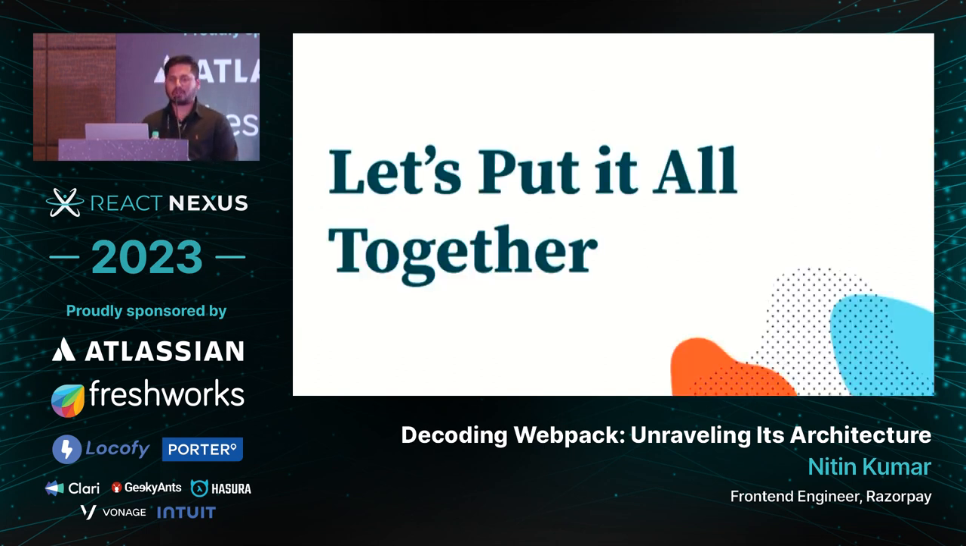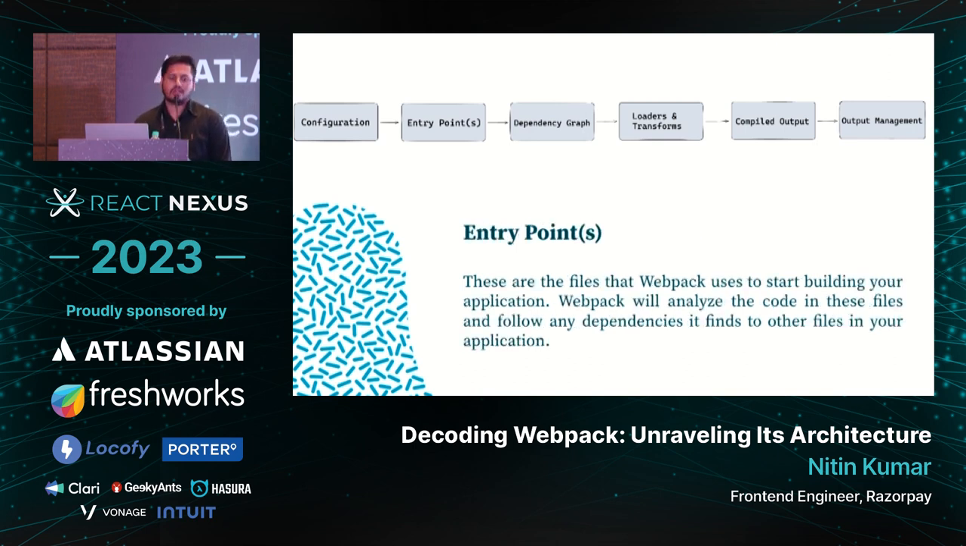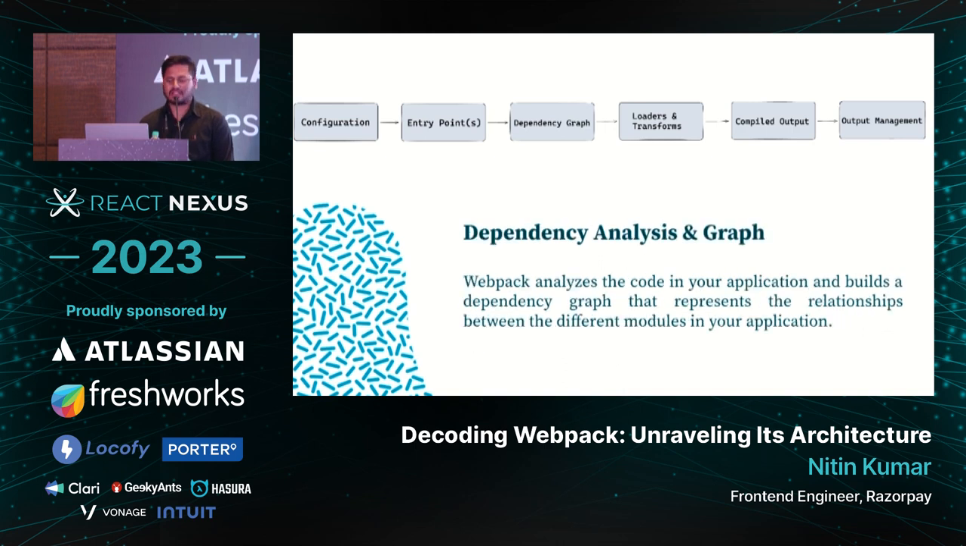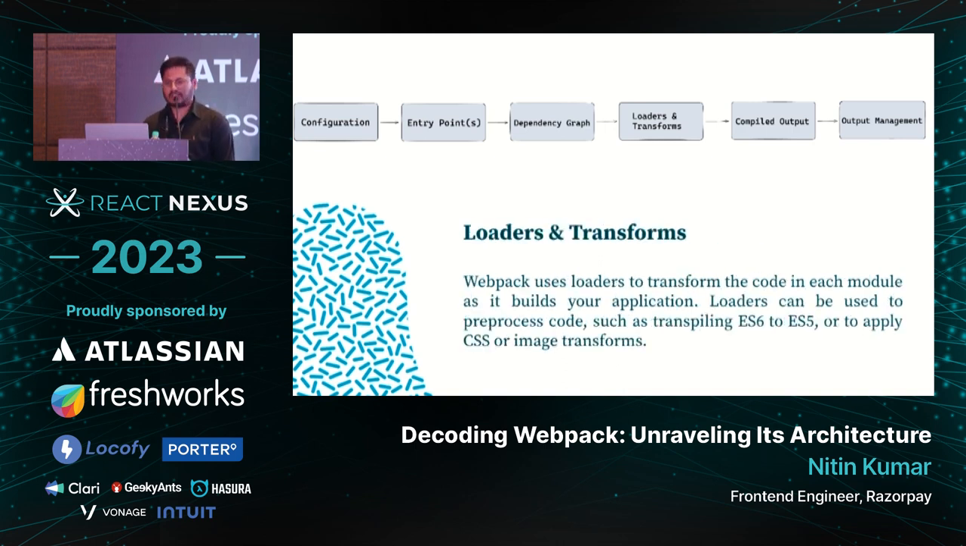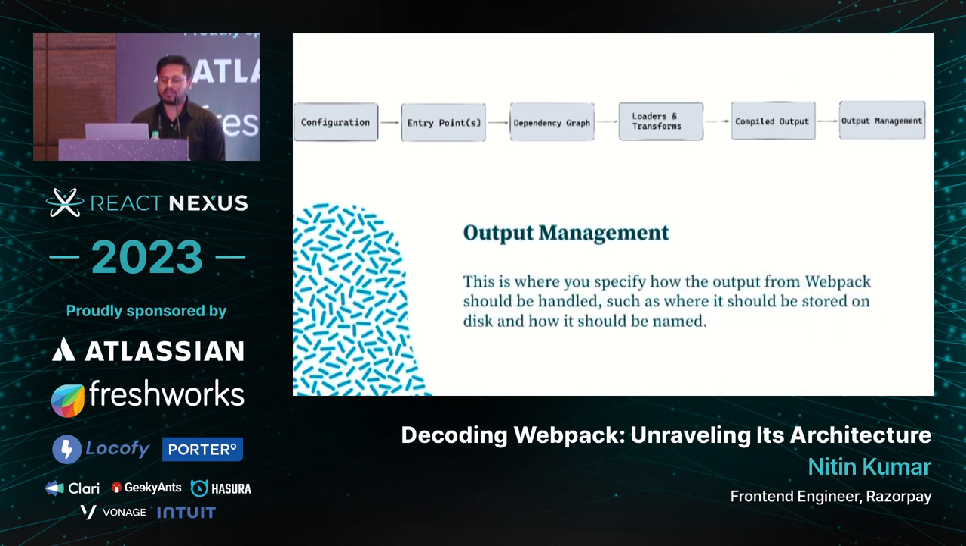So let's put it all together. We start with a Webpack configuration where we define all of our options. Then Webpack starts reading the entry points, creates a dependency graph, applies loaders and plugins for transformation, and then creates a bundle. When the bundle is created, it checks the output property and outputs it where you want it to be. Now we have the high level overview of how Webpack works above the hood. Now we can dive in and see how things work under the hood.